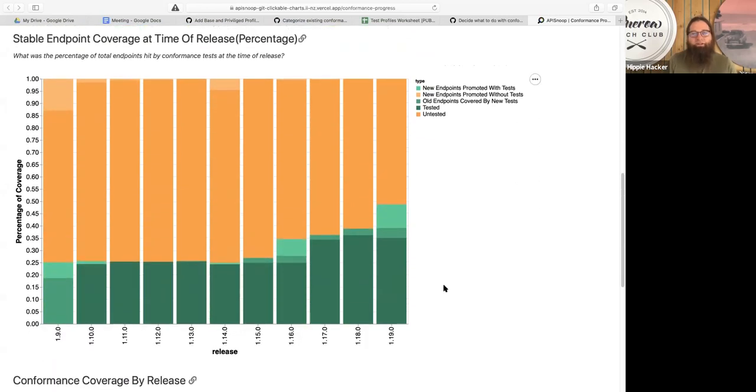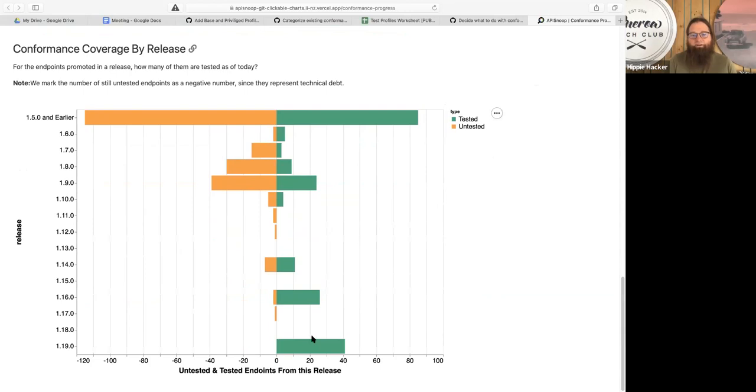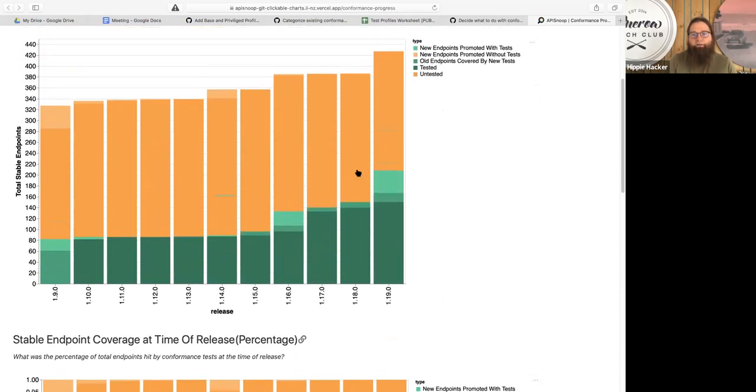There was also an ask to show it as a percentage per release rather than numbers, so we can see we are going to be over halfway there this release. Very good. If you want to see where the debt sits, notice we didn't add any new debt in this release, just those 41 new endpoints.